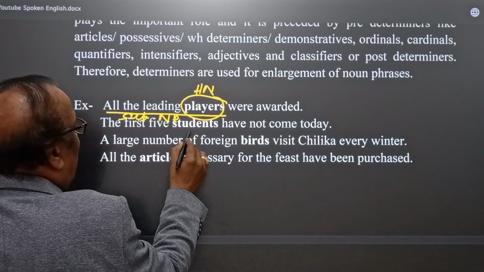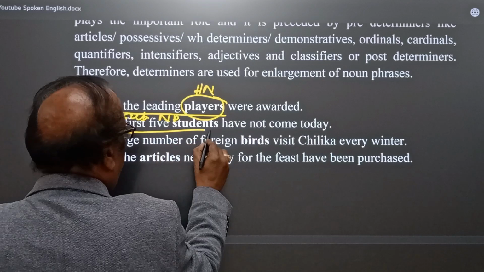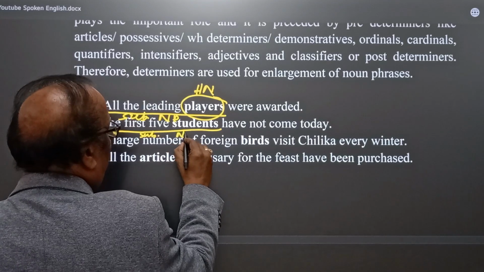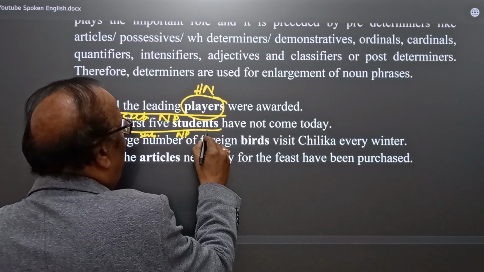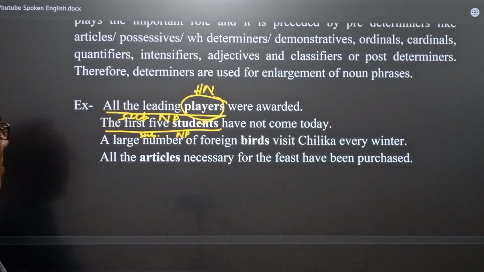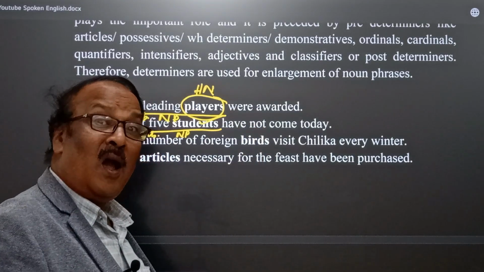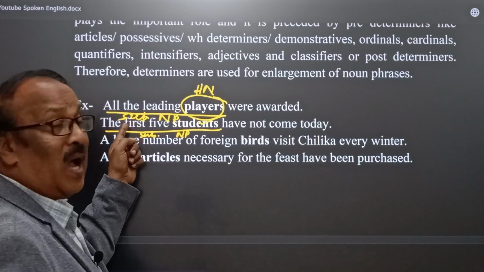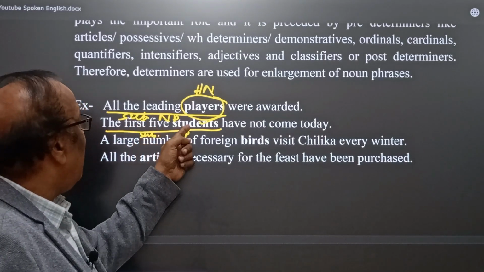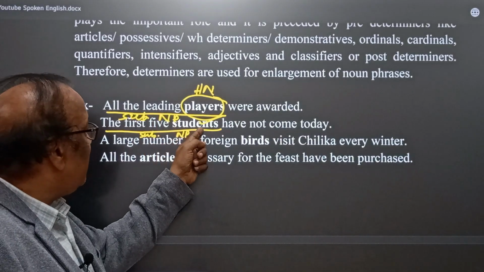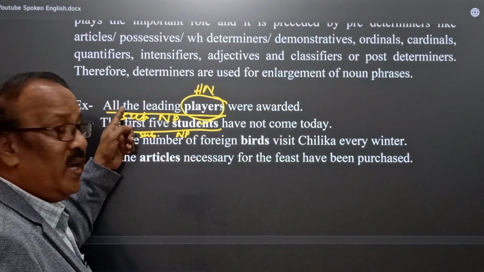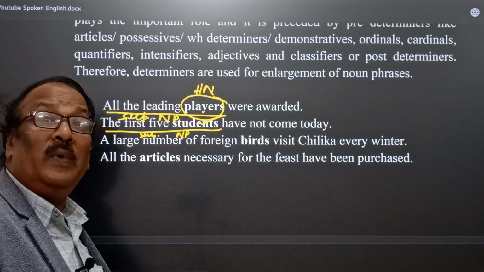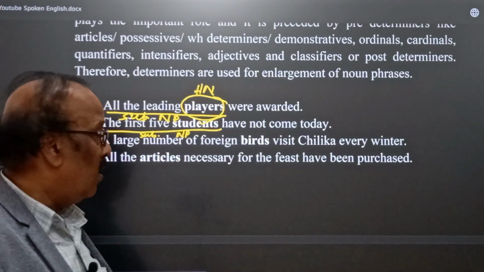Again, the first five students. Subject and NP, noun phrase, and head noun is students. The first five students, as we have discussed: the article 'the', first ordinal, five cardinal, students head noun. Similarly, 'all' predeterminer, the article, 'leading' adjective, and players the head noun.